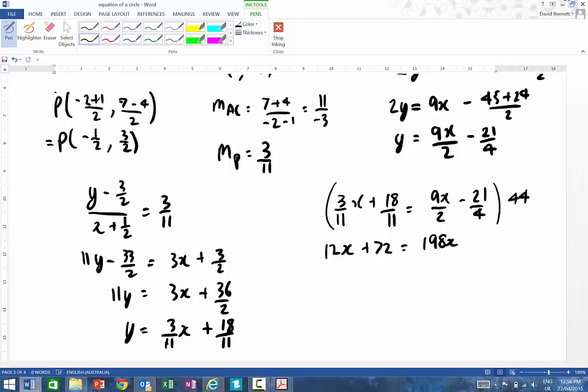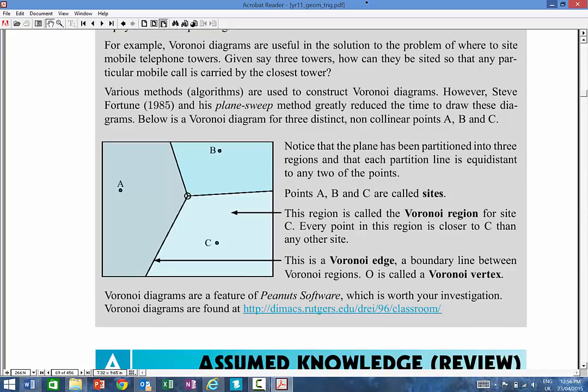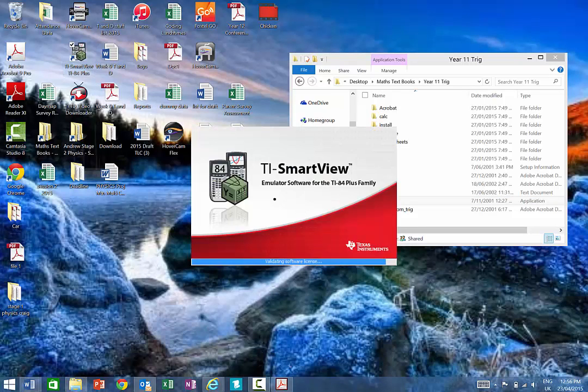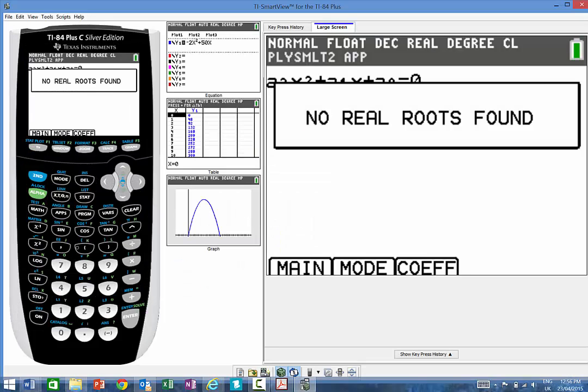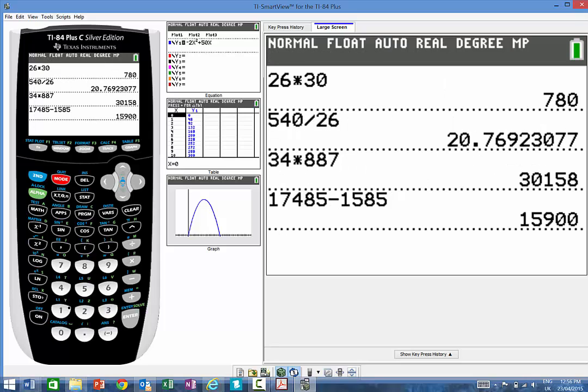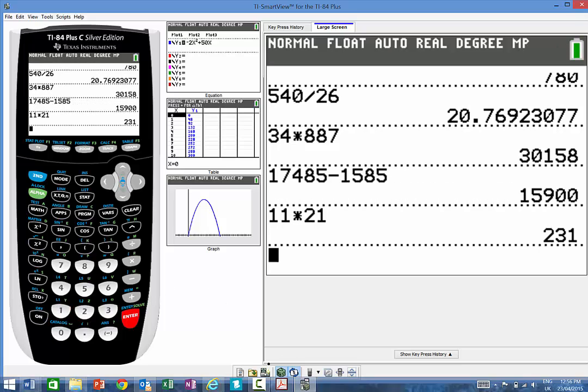I might get my calculator for that because my brain is dead. I'm sitting doing this on holidays. Let's wait for my calculator. So 11 times 21. I should have done some head. It's actually not that hard to do.